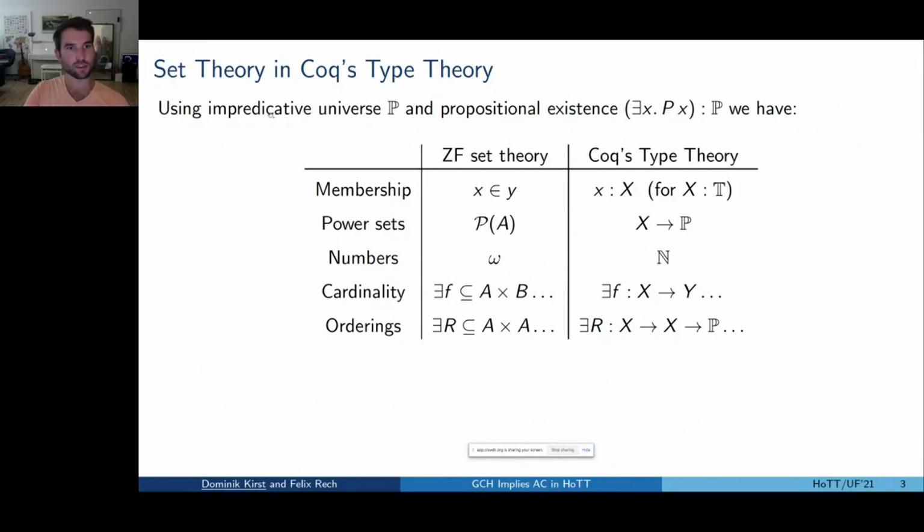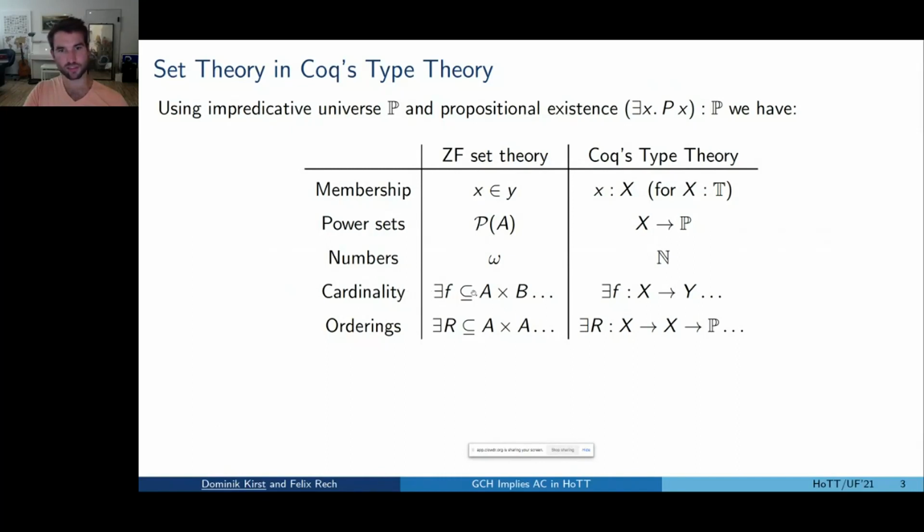So the lucky thing in Coq's type theory is that by default, you have an impredicative universe of propositions, which gives you a notion of propositional existence. And then you can interpret set membership as the typing judgment for any types X. You have power sets because of this impredicative universe, because you can represent power sets as the unary predicates on the type. You have numbers, for instance, represented as an inductive type. And then more derived notions like cardinality and orderings can also be represented.